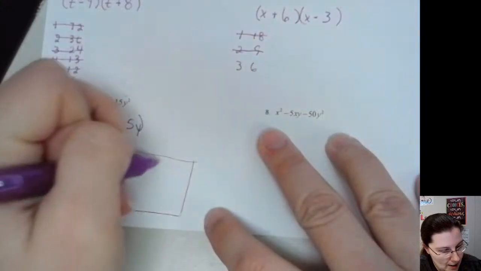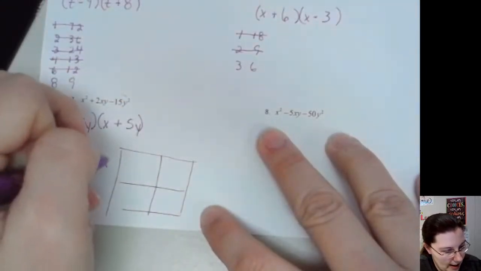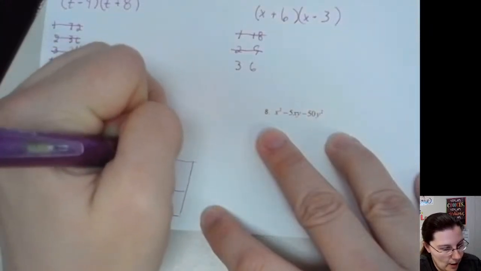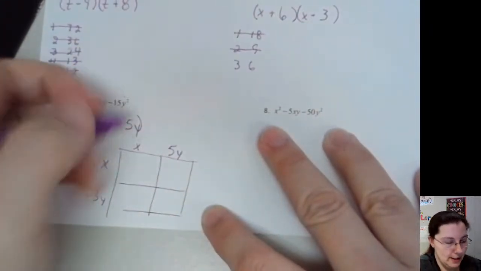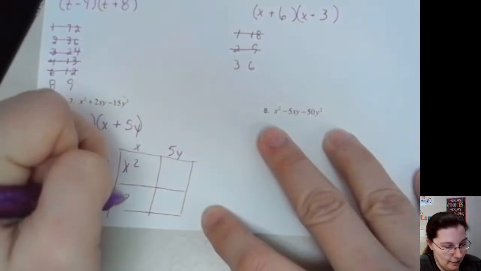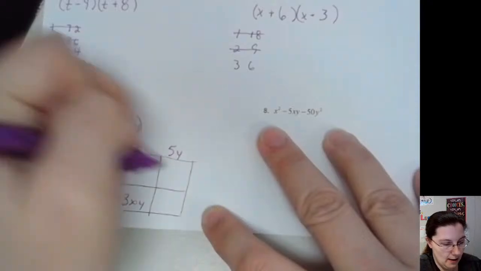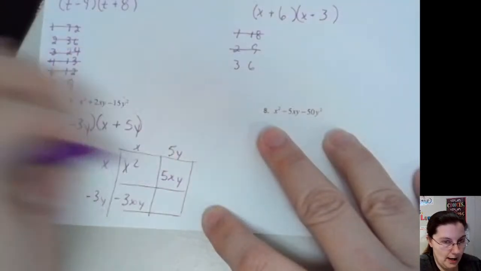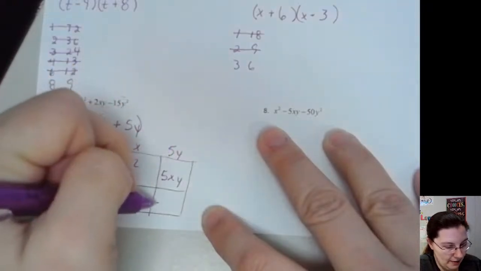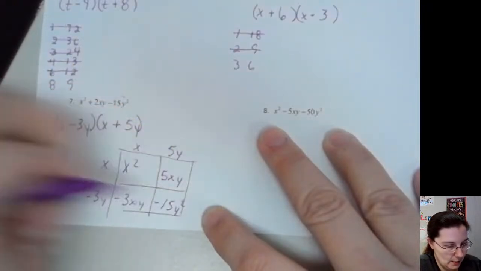So if I do this, I have x and negative 3y, and then x and 5y. Now when I do this, x times x is going to give me x squared. This is going to give me negative 3xy. I'm going to have 5xy when I multiply x and 5y. And then when I multiply these, I'm going to have negative 15y squared.